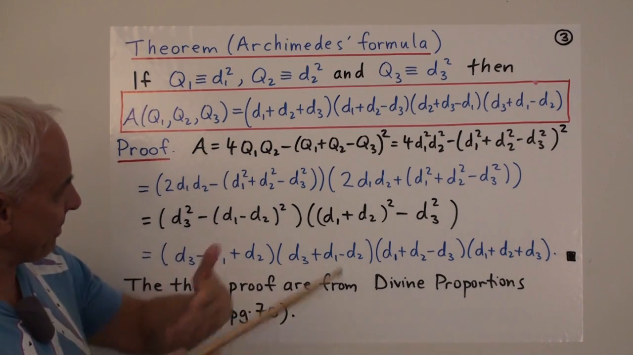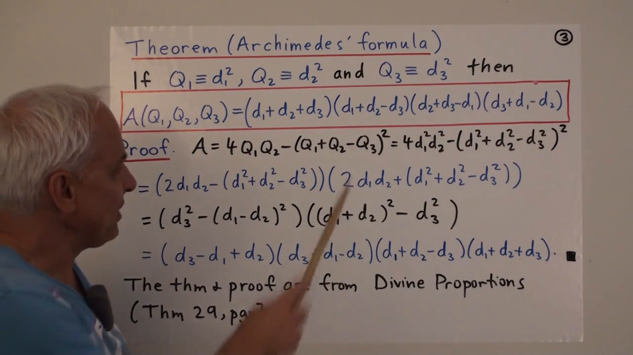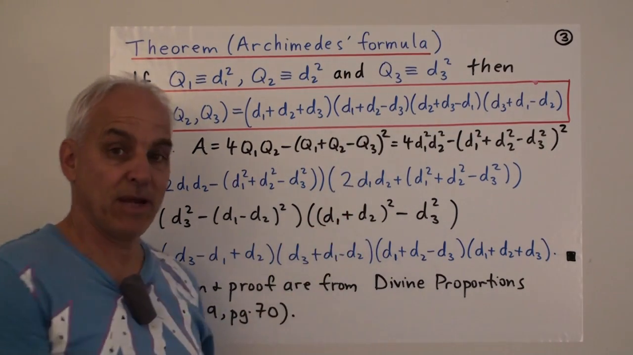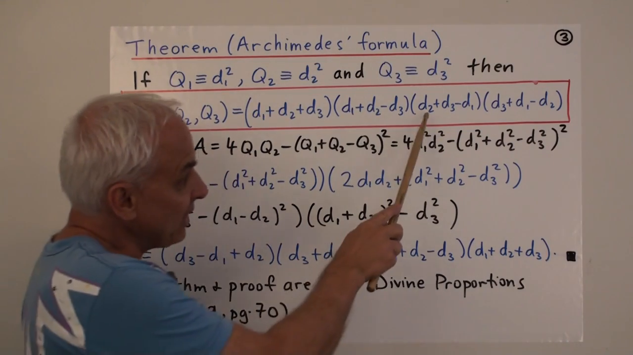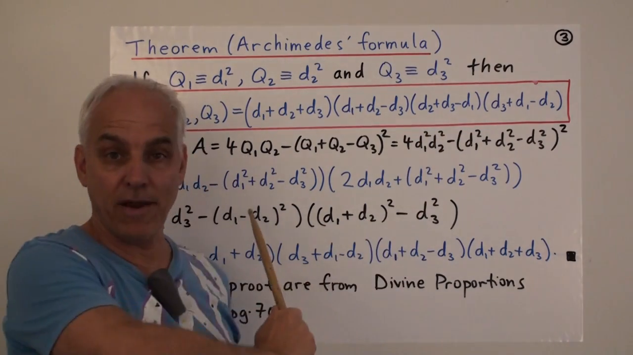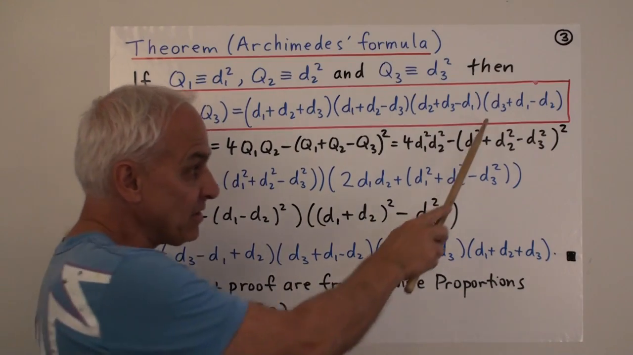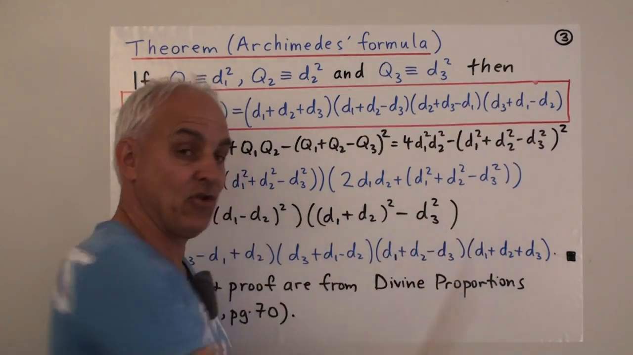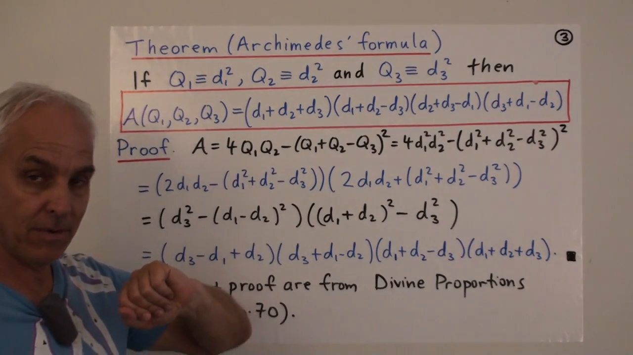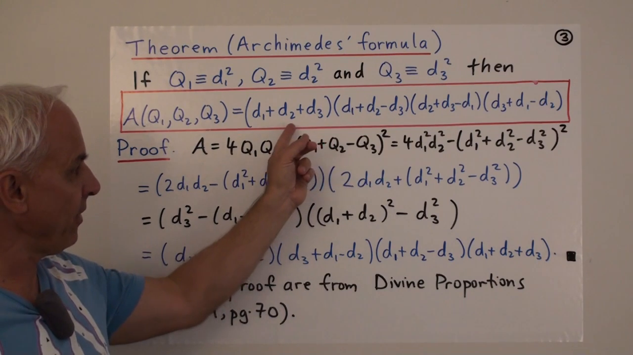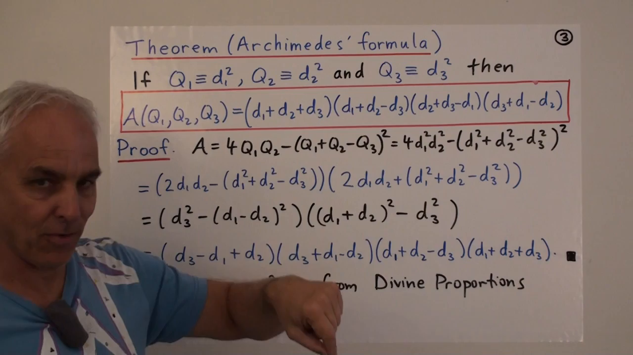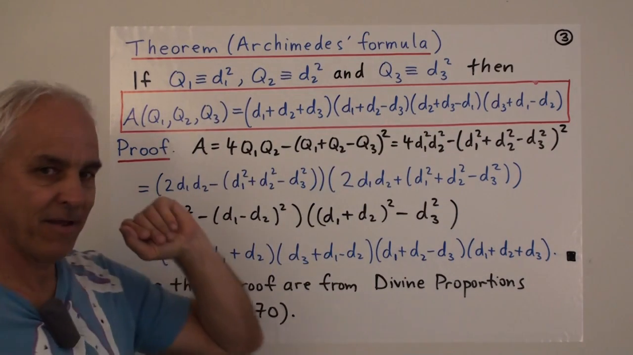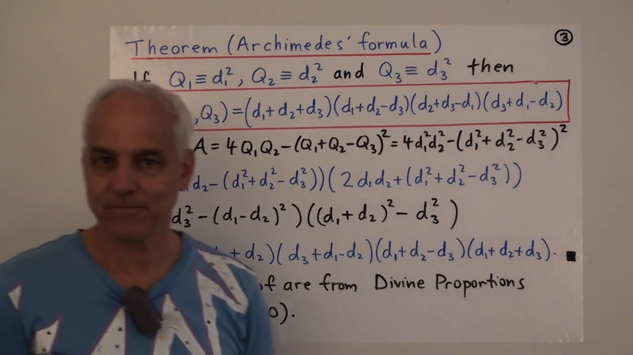So now we see something a little bit more. It's not just d1 plus d2 equals d3 that makes this expression 0. But also d2 plus d3 equals d1 would also make it 0. Or d3 plus d1 equals d2 would make it 0. Or in fact also d1 plus d2 plus d3 equals 0 would imply that a is 0.